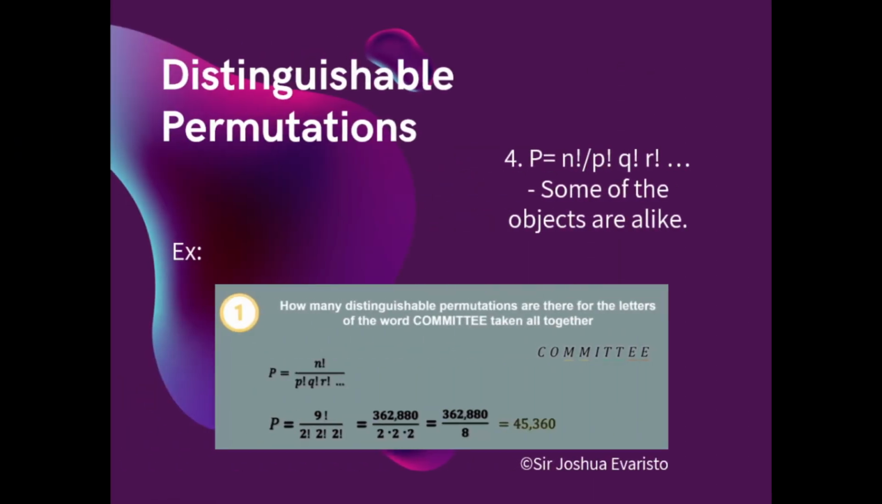The last type of permutation that we're going to talk about is distinguishable permutations. Distinguishable permutations refer to the permutations of a set of objects where some of them are alike. The number of distinguishable permutations of n objects when p are alike, q are alike, r are alike, and so on is given by P = n factorial over p factorial times q factorial times r factorial, and so on.